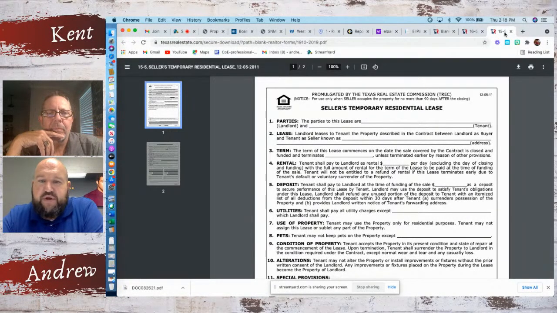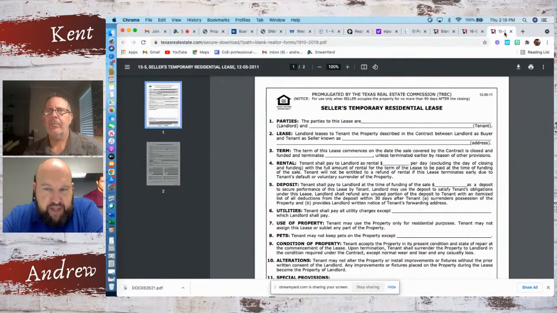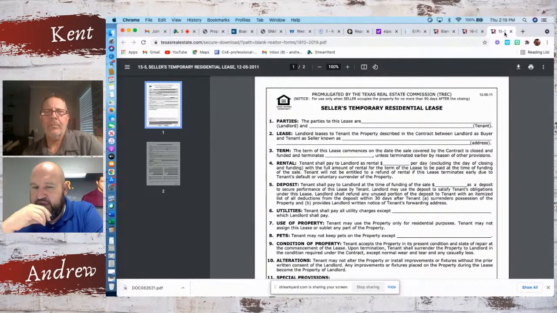Term of this lease commences on the date the sale covered by the contract is closed and funded, and terminates blank unless terminated earlier by reason of other provisions. Now, paragraph 4, the rental section works completely different on the sales side than it did on the buyer side. Tenant shall pay to landlord as rental blank dollars per day, excluding day of closing and funding. Again, remember, date of funding is date 0, so it does not apply. Seller owns the home through day of closing.